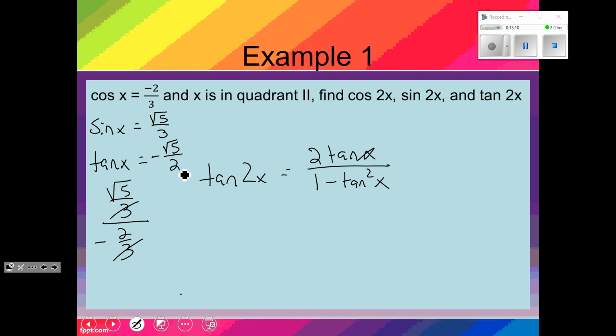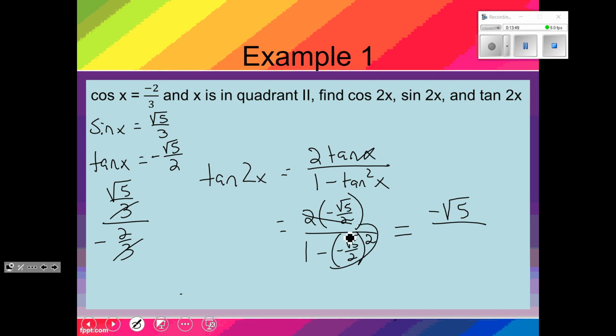Yes, I can. I get trig happy, so just slow me down. All right. So we're going to plug in 2 times what? Negative square root of 5/2 divided by 1 minus negative square root of 5/2 squared. Okay, so let's simplify slightly. What's going to happen here? And so what are you going to be left with up top? Negative square root of 5.